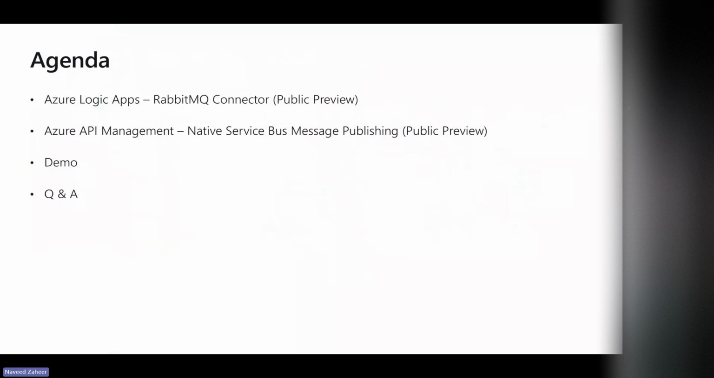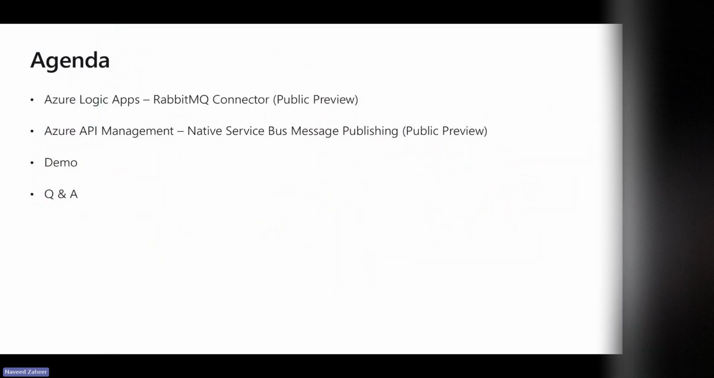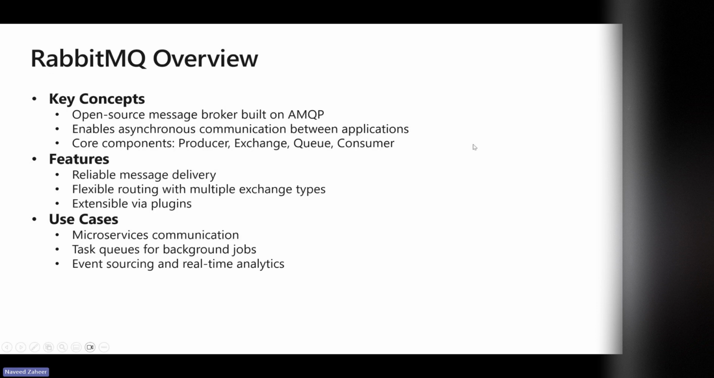We have two very interesting updates from Azure services. One is the Azure Logic App update, which is the RabbitMQ Connector. It is now in public preview. We will take a look at that. And the second one is the ability to send native Service Bus messages from API Management, and it's also in public preview. So it's going to be a demo-filled session, but let's start with a few slides.